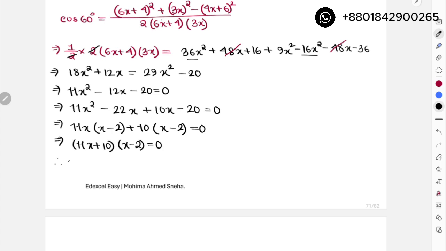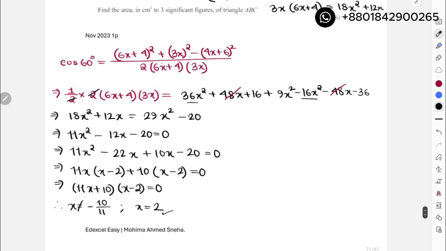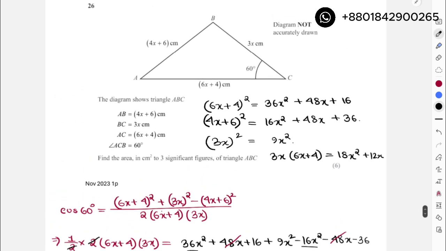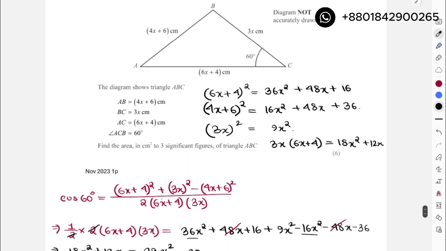After this, I can clearly understand this will give me a negative 10 over 11, and the next answer is going to be positive 2. Right, obviously I'm not going to accept this negative 10 over 11. We'll only accept the positive 2 value for x. After this, with this positive 2 value for x, now we can find out the area. Right, over here also they were asking me to calculate the area.